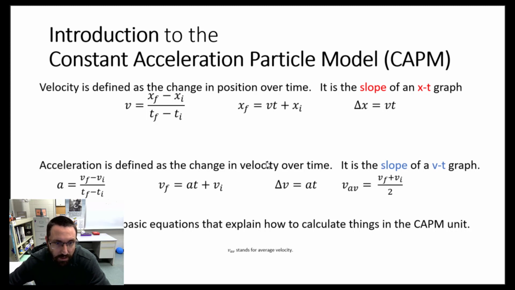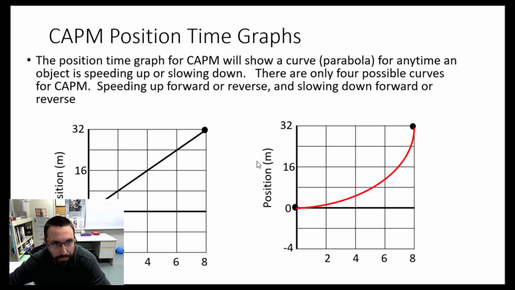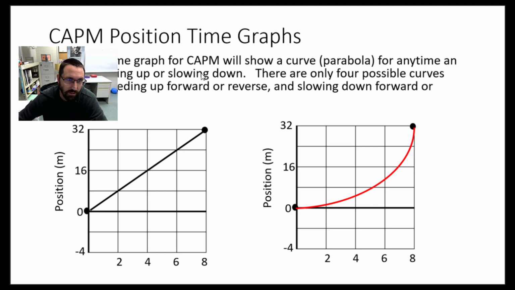We also use a bunch of different representations, just like before. We have position time graphs. Whenever we have a position time graph with something undergoing constant acceleration, it's going to end up being a curve. It's going to be generally a parabola anytime an object is speeding up or slowing down. Technically, if it's a constant acceleration, there's kind of only 4 possible curves. You can be speeding up moving forward like this graph shows, or you can speed up in reverse. You can either slow down moving forward, or you can slow down in reverse.